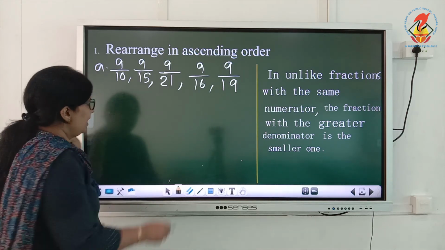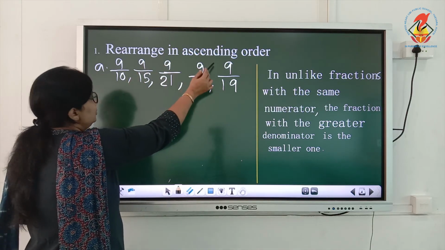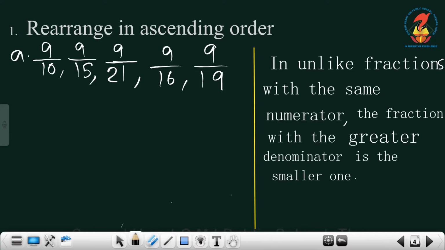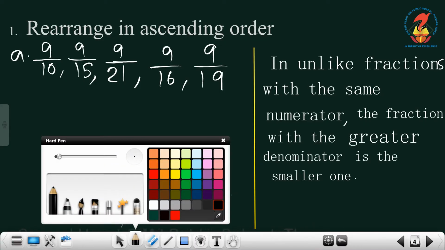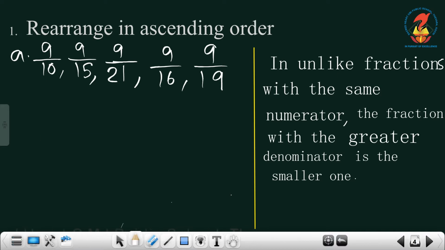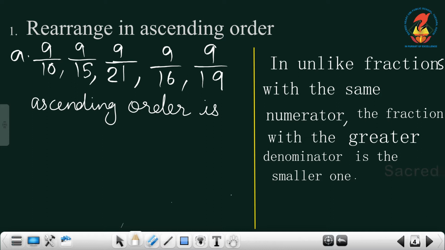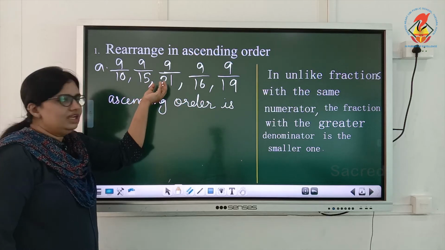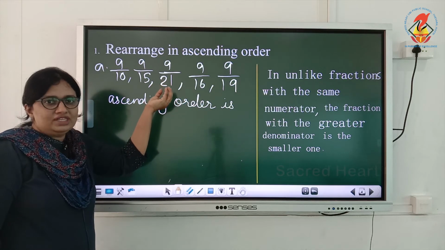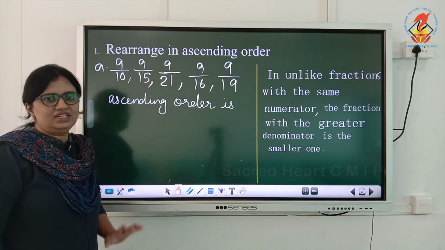Is it clear? I will tell you. Here we need to arrange the fractions in ascending order, right? How can we arrange in ascending order? I will tell you. And see all the denominators. The denominator with the greater value is the smaller fraction. So we need to consider the greater value, that is the smallest one, right? Which one is having the greater value?